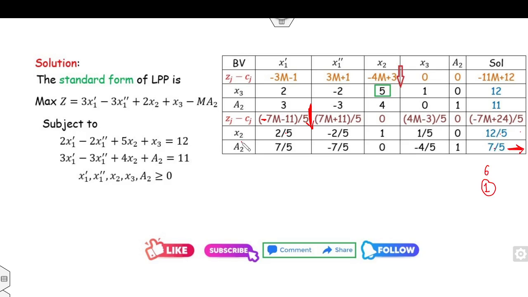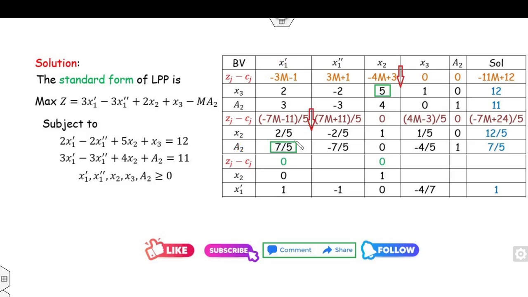So this is the minimum ratio, meaning you can replace the value of the A2 by x1 dash. Fine. Clear? Then this will be my identity elements. So x2, x1, divide this row by 7 by 5. Now once A2 is removed, you can skip the column. There is no need to write this column. Otherwise, if you want to write, you can compute the values. There is no issue. So now you can compute this part.